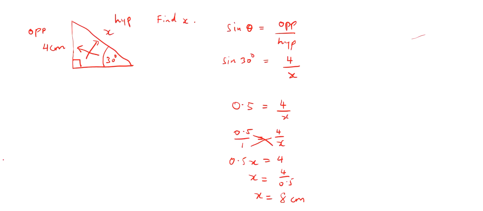Pretty straightforward, right? Well, let's do another one now. So again, I have a right angle triangle, and I'm given an angle of, let's say, 60 degrees. I'm given the hypotenuse, which is 13 cm, and I want to find the length x. Okay, so find x.